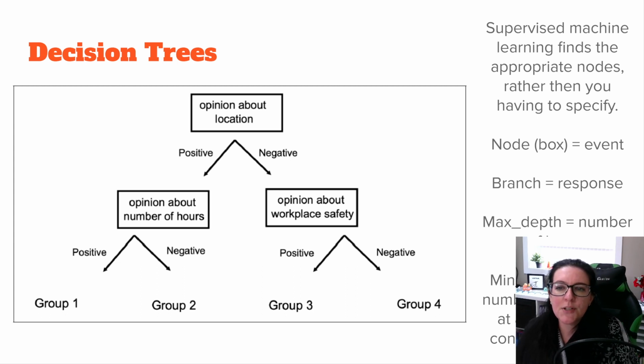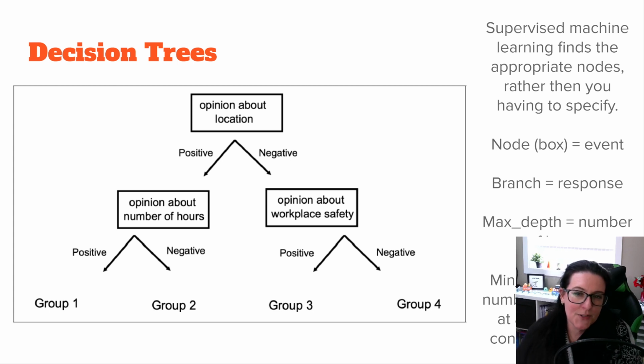So if we think about a survey, right, we had our survey to our union to prepare for bargaining. And so we had our survey to our union members, and we asked about their opinion about where they work, about their location. And when we look at that Likert scale, 1 to 5, they could have picked 4 and 5, more positive. They could have picked 1 and 2, more negative. So here we have an event, their opinion about location, and then we have a branch, the response to that question, positive or negative. Then we have another node, this box, this event, which is what's their opinion about the number of hours they work.